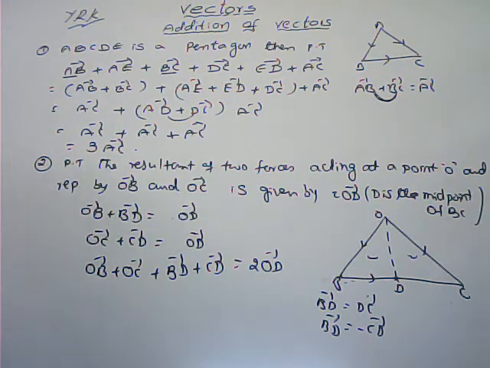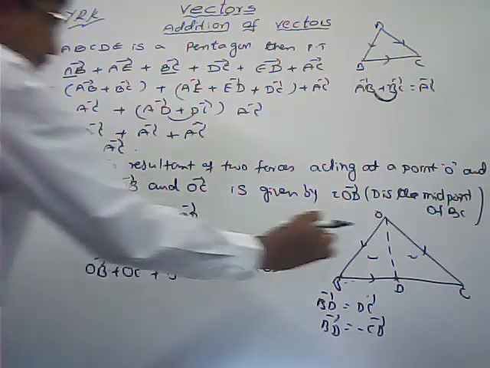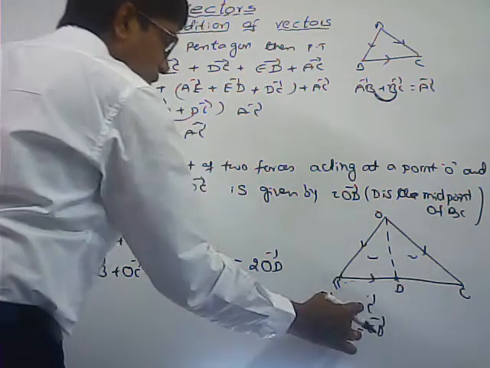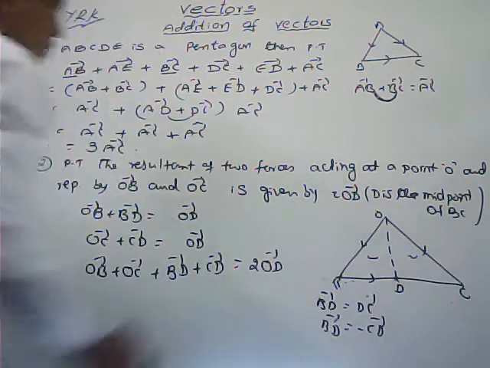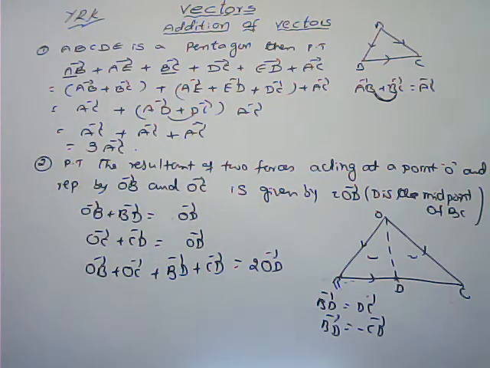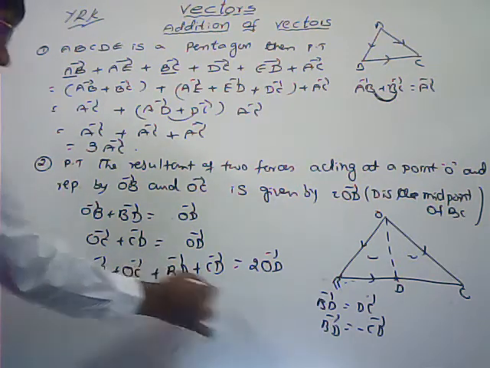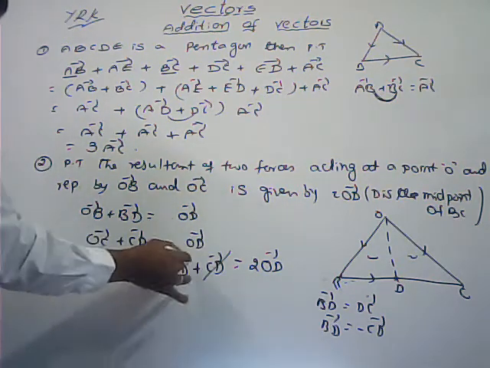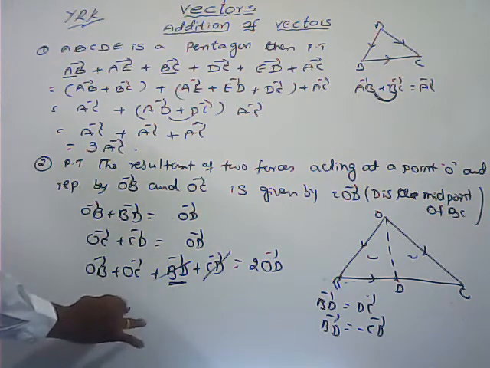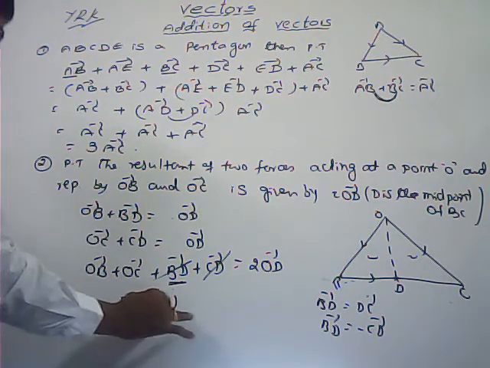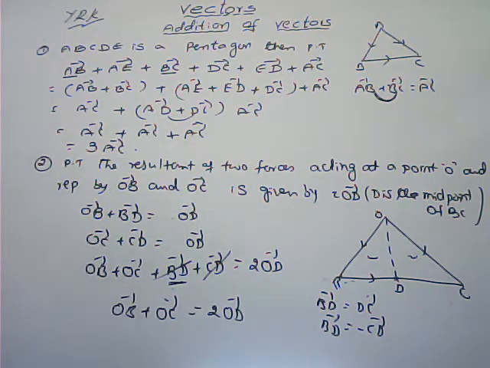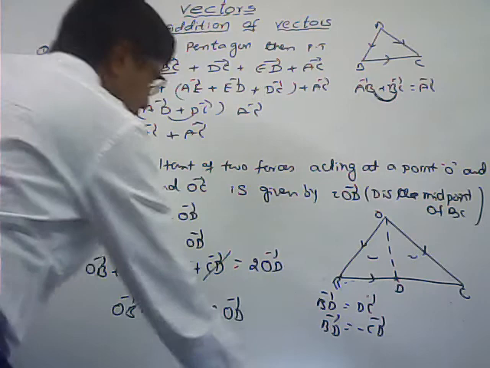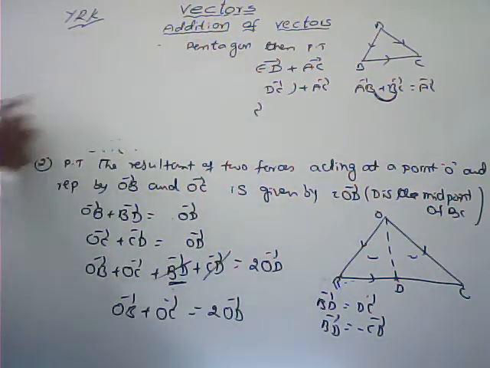Here D is the midpoint, so the length of BD equals the length of DC. BD bar equals DC bar; the two vectors are said to be equal. And DC bar we can write as minus CD bar, the negative vector. Now in place of BD bar I can write minus CD bar. Minus CD bar plus CD bar cancel. So OB bar plus OC bar is equal to 2 times the median vector. Not only O, you can take any triangle.